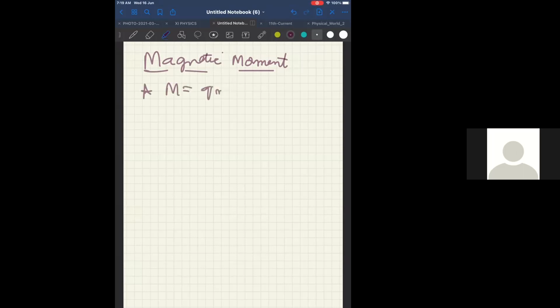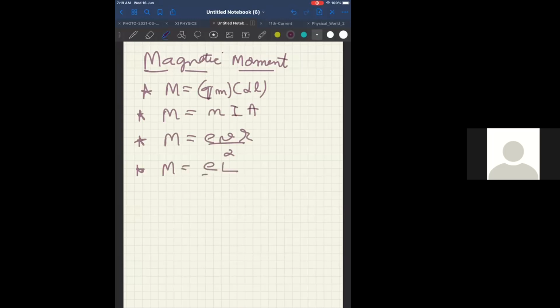M is equal to NIS. Qm into 2L. One more formula is M is equal to NIA, correct? Then next one is magnetic moment of an electron revolving around the nucleus. We got evr by 2. And we got one more formula for magnetic moment of an electron revolving around the nucleus, which was eL by 2me. Check. Fourth formula for magnetic moment. Now, what is the unit of magnetic moment? Can anyone tell me? What is the unit of magnetic moment, capital M?